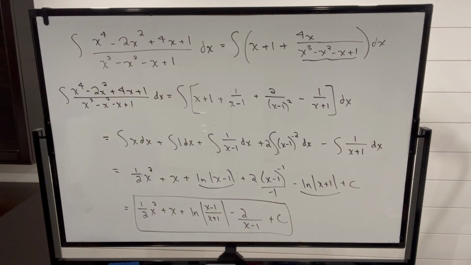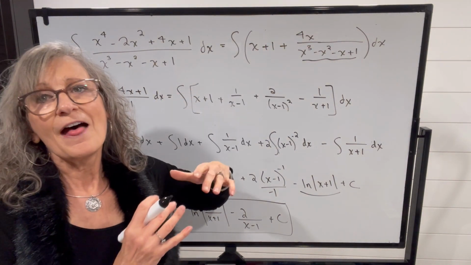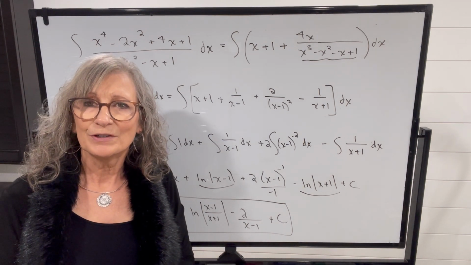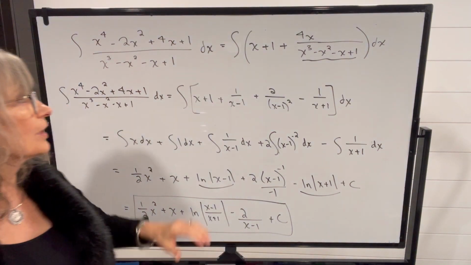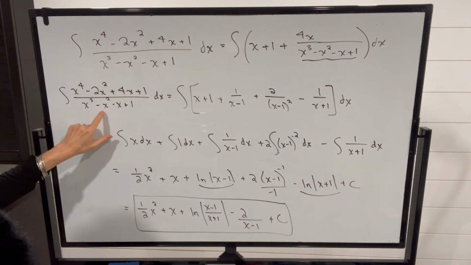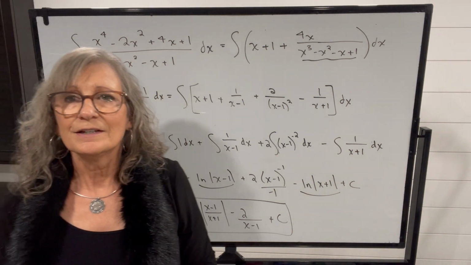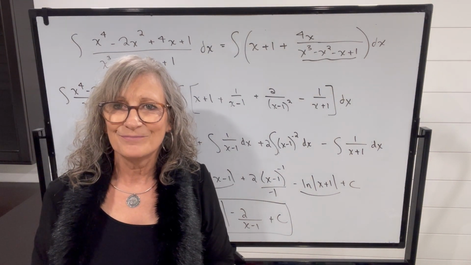So lots of work involved. We had to do our division, then we had to do our partial fractions, and then we could integrate. In my next video, I'm going to talk about when we have quadratic factors in our denominator. So remember, these were all linear factors, degree of 1. We'll look at quadratic factors, both repeated and non-repeated.